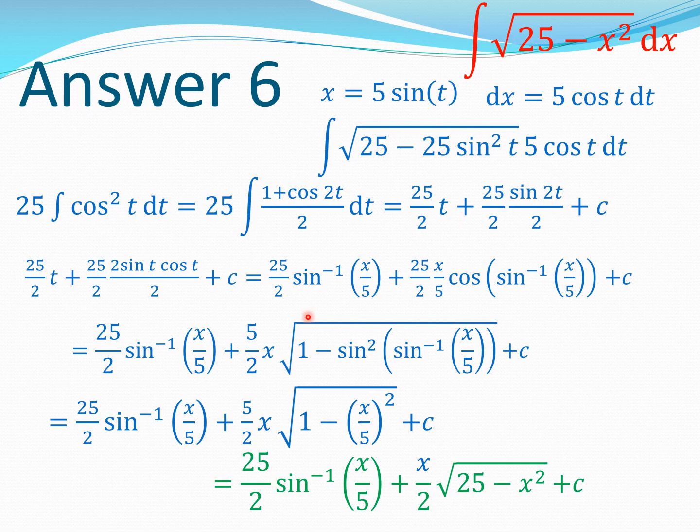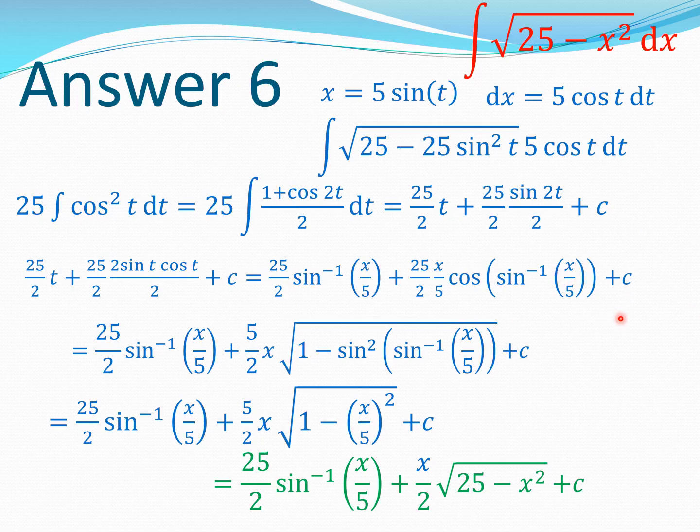So what I'm going to do is break it out by using one more formula which is very important, that is sine 2t is 2 sine t cos t, and once I do that, I substitute for t here. So t is going to be simply inverse sine x by 5. So that's the first part here. The second part will become 25 by 2 into x by 5. X by 5 simply comes from the sine t value here, and then you'll get cos of sine inverse x by 5 plus c.